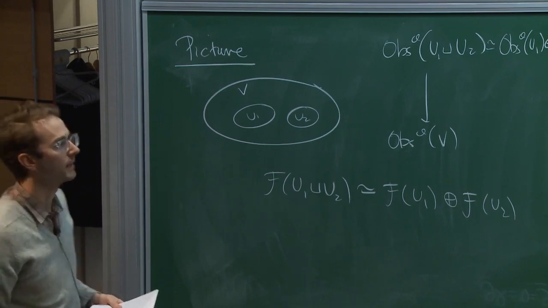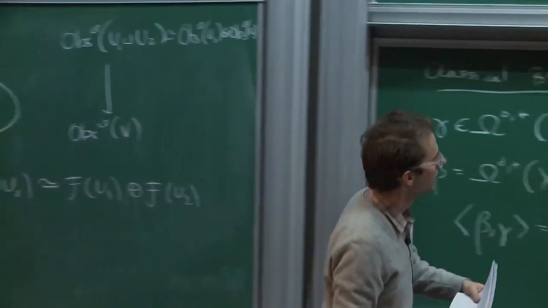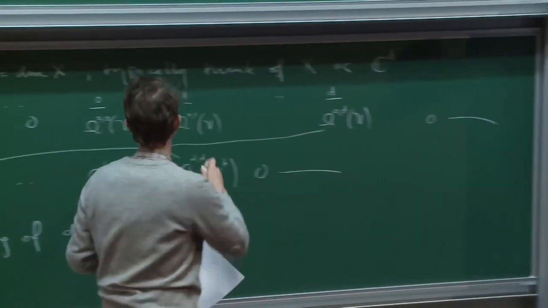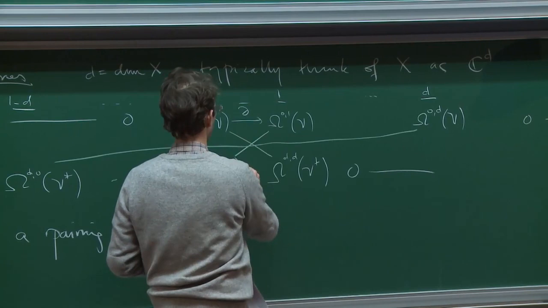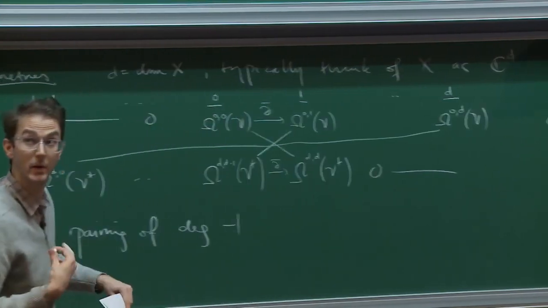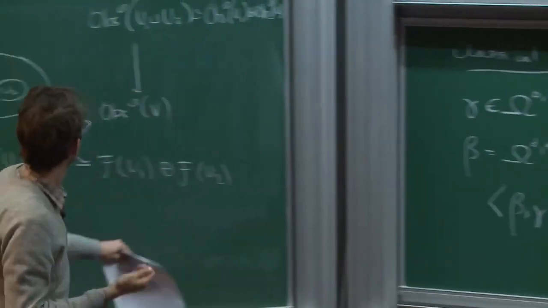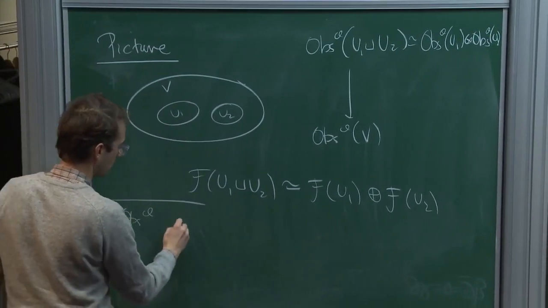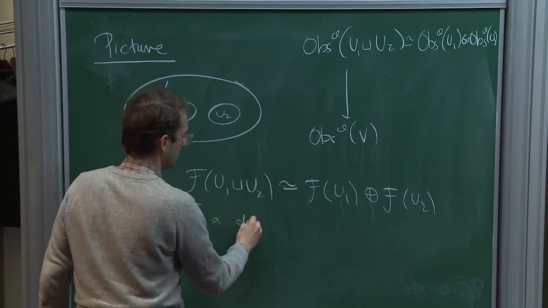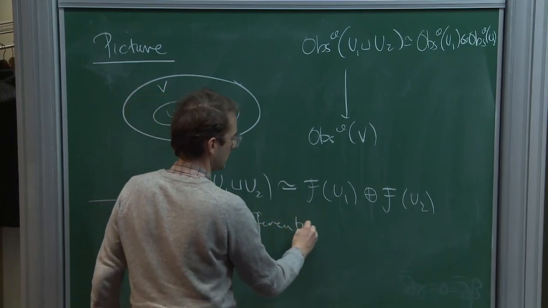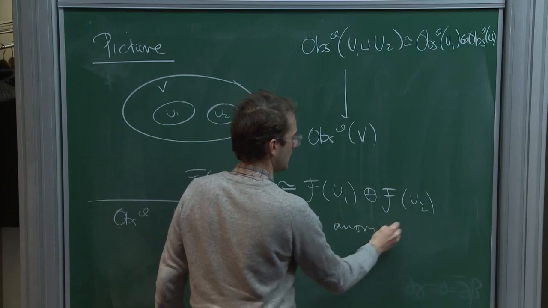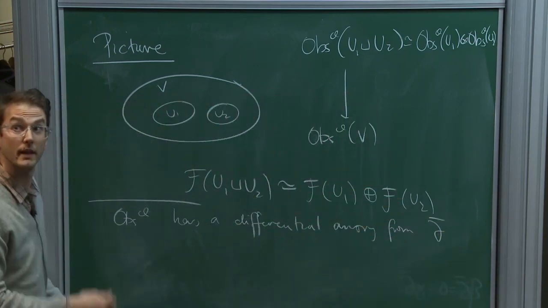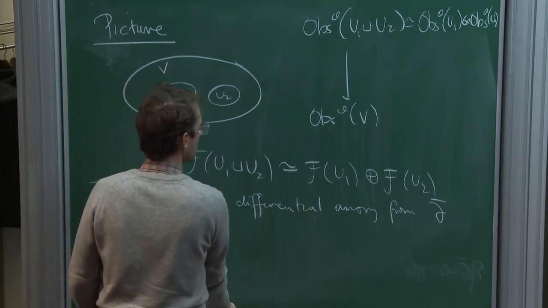OK. What's something else I need to comment about? So these fields were actually a DG algebra. We had this differential, I should have drawn it, del bar here, which is imposing the equations of motion. So the classical observables have a differential arising from del bar as well, because it's functions on a cochain complex, symmetric algebra.